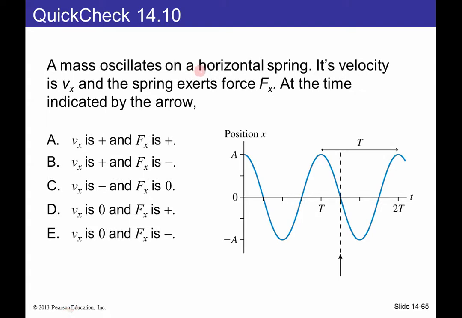Then we have a mass again that oscillates on a horizontal spring, with velocity Vx and force Fx. At this time, right here, which one of these is true? Take a minute. And now you can see that the velocity is negative and the force is 0. The position is 0, so the acceleration is 0. So it is this one here. And the velocity is negative because x is decreasing here, going from a positive number to a negative number.